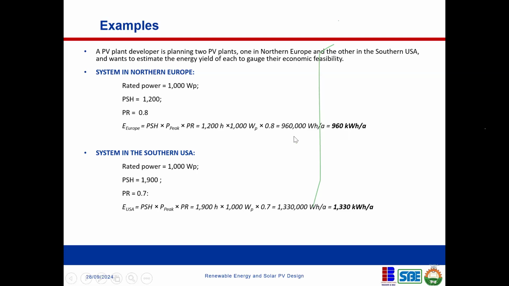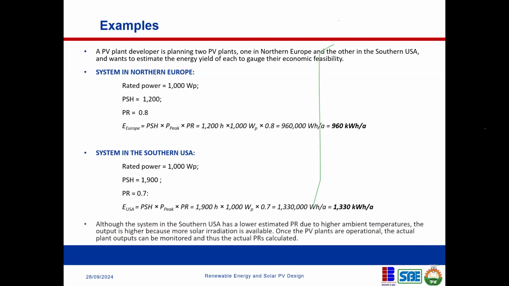Southern US. Exactly. So remember, they are all the same capacity size of project, and apparently you're going to invest the same amount of money. But because of the weather condition, you will have more energy yield in Southern US than doing that project in Northern Europe. So when you sell this amount, you're making a lot more money than in Northern Europe. So this is how you use this calculation to do your project appraisals, economic appraisals.